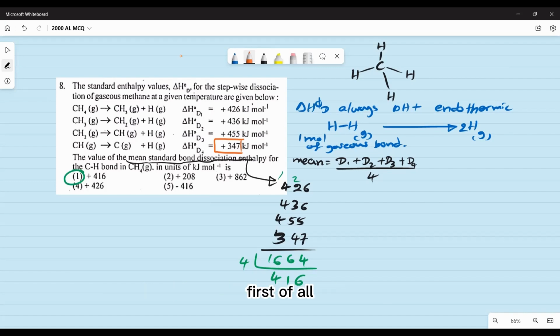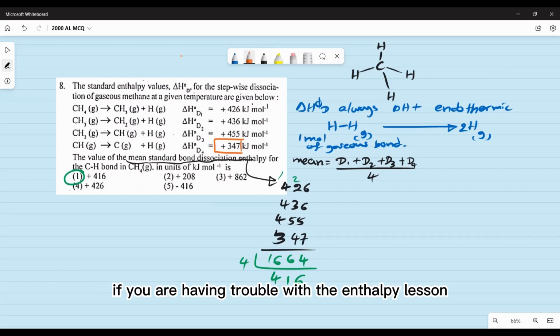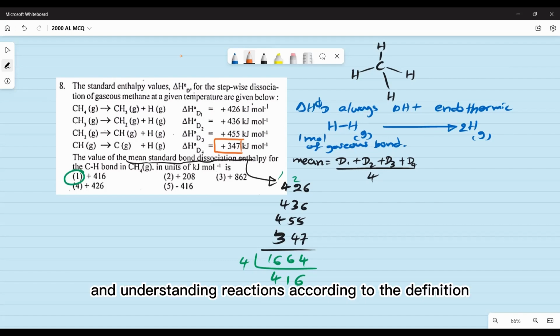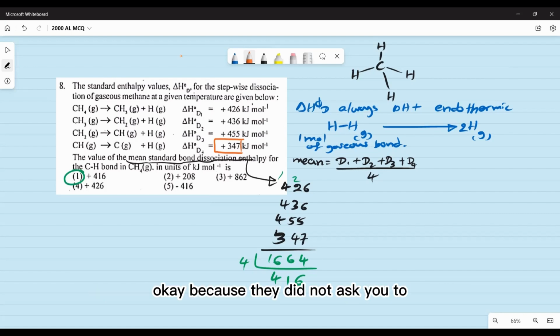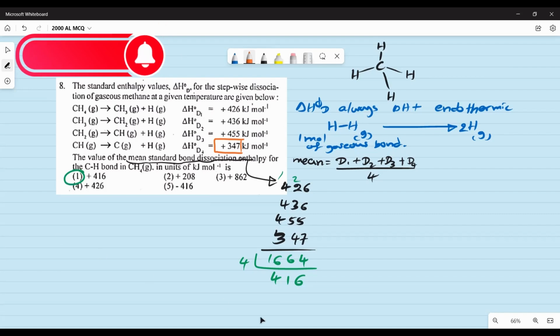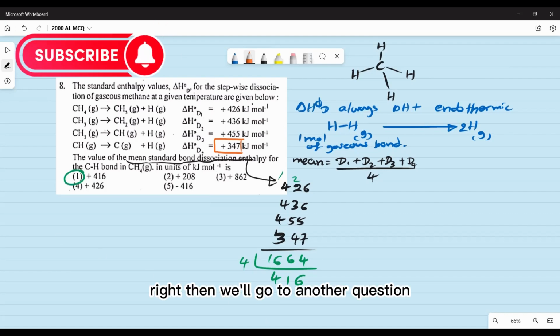Develop that skill first of all if you are having trouble with the enthalpy lesson. That's the problem to be corrected. So please go through and pay attention to the definitions. It's important. Not memorizing the definition, but writing reactions and understanding reactions according to the definition. That's what is needed, because they will not ask you to note down the definitions. Then we'll go to another question.